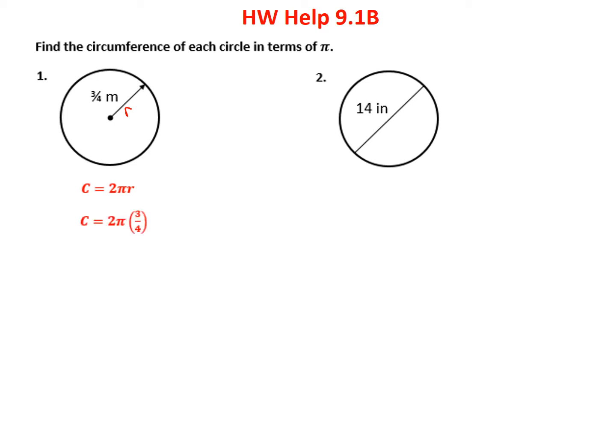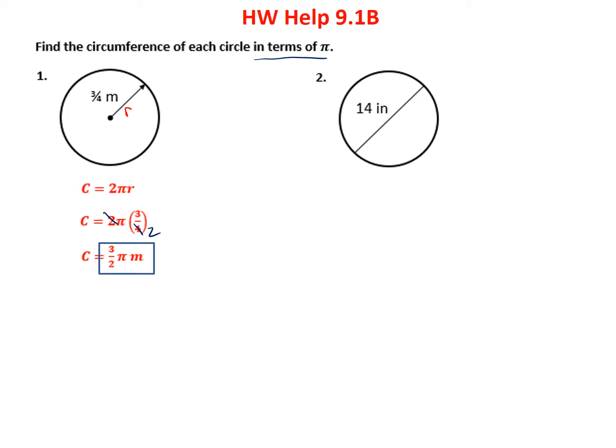2 times 3 is 6 divided by 4. Notice the 2 goes into the 4 two times, so I end up with 3/2 pi meters. It told us to leave it in terms of pi, so that's our answer, 3/2 pi meters.